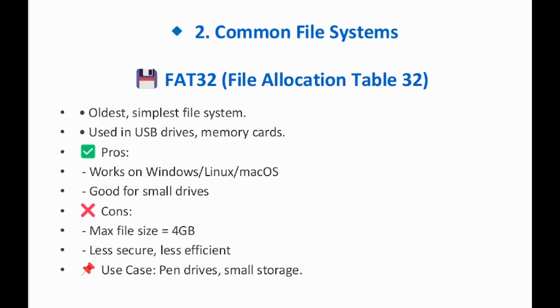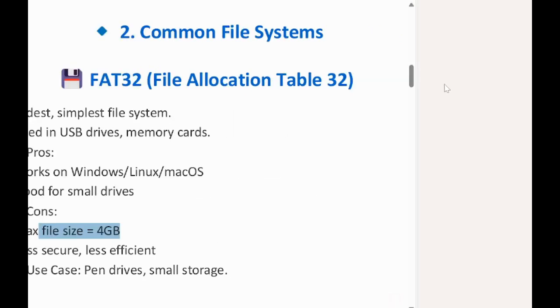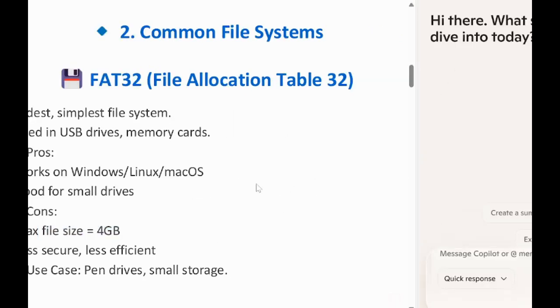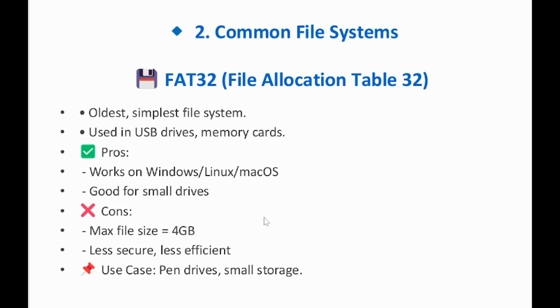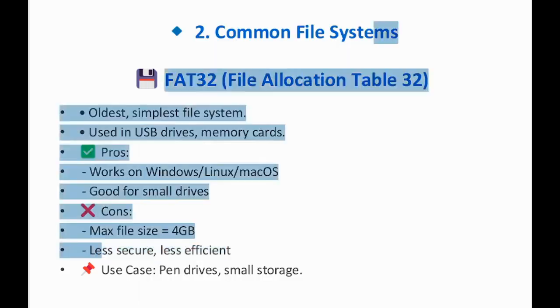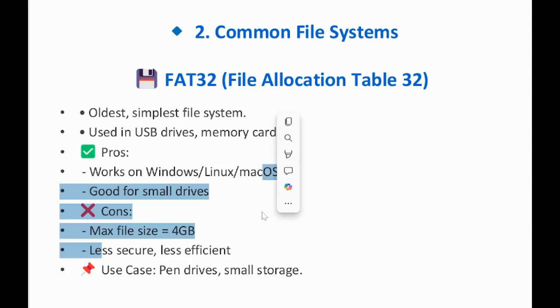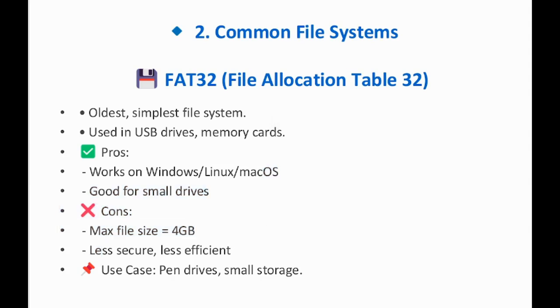Its advantage is that it works on Windows, Linux, and Mac OS, and is good for small drives. Disadvantage is the maximum file size is 4 GB. Okay, you can just remember the file size limit as 4 GB, and it's less secure and less efficient. Use case, you can see, is a pen drive or small storage. Here you can use the FAT32 file system.